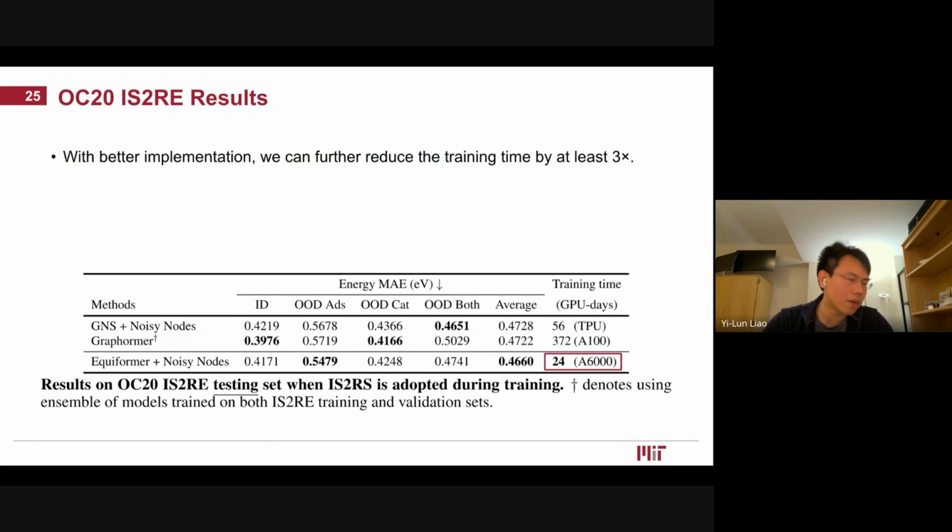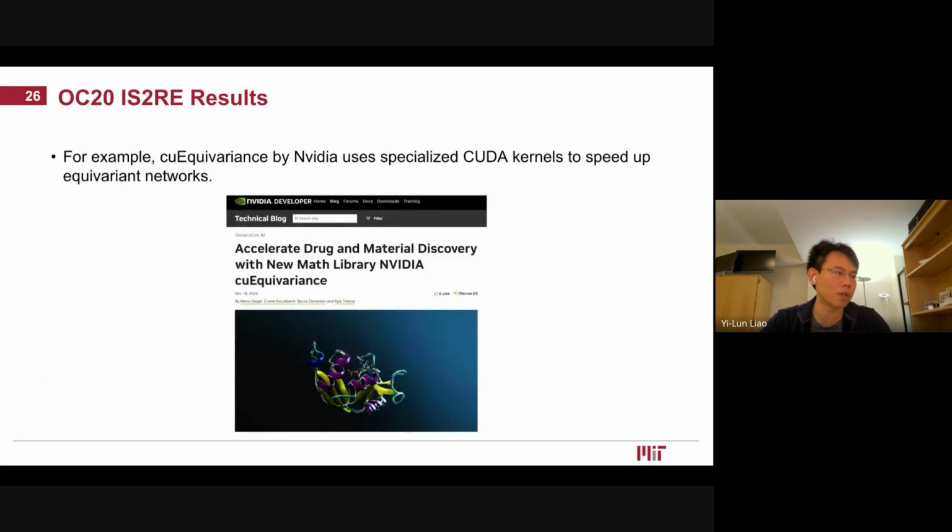And moreover, we can reduce the training time of Equiformer by at least 3 times, just with better implementation. So for example, the cuEquivariance library released by NVIDIA this Monday uses specialized CUDA kernels to speed up some common equivariant networks. So I think this is just the beginning of optimizing equivariant networks. And with more efforts, equivariant networks can be made more efficient and accessible.